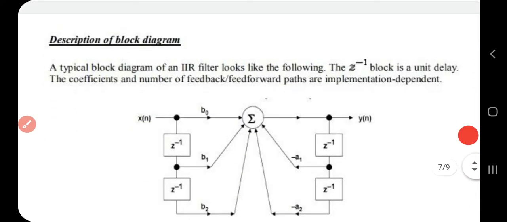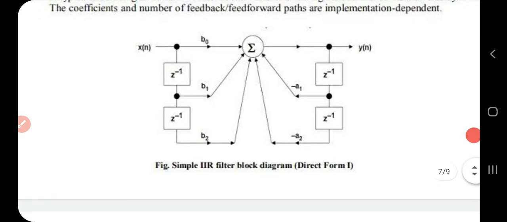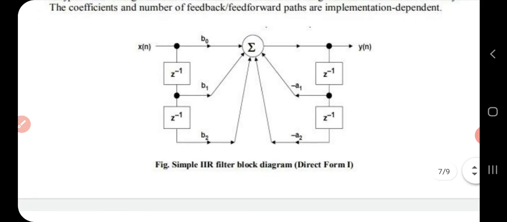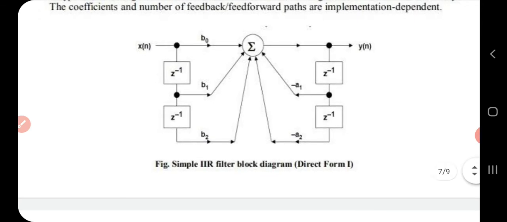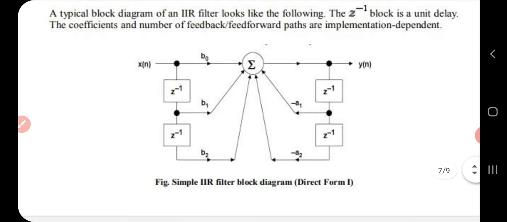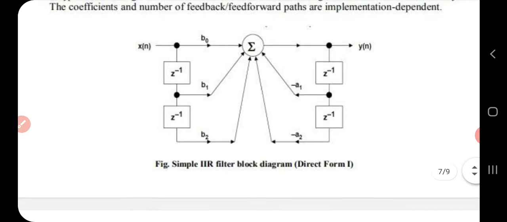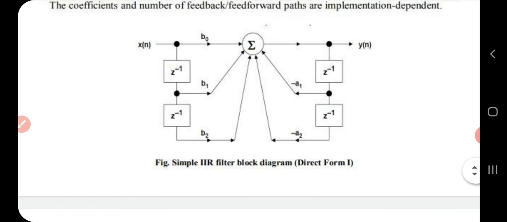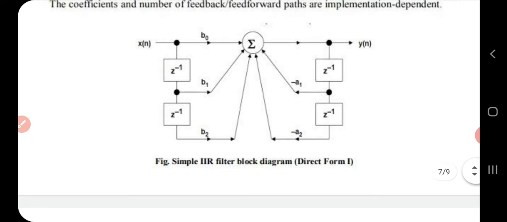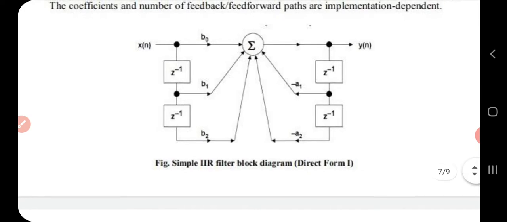Then this is actually a description of a block diagram, or a simple IIR filter block diagram. This is the direct form 1 structure. I am not explaining it much here because in your syllabus you have to study in detail about the direct form 1 structure and direct form 2 structure. So when we reach that topic, we will deal with it in detail.